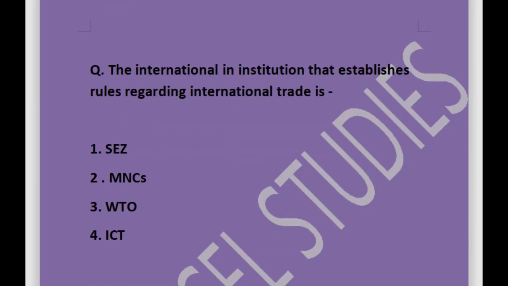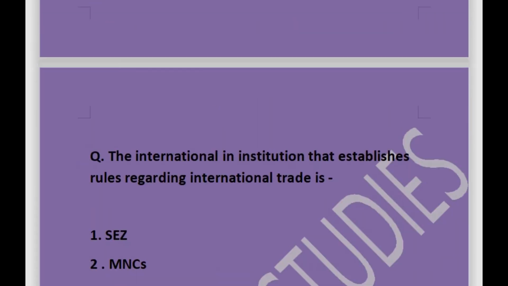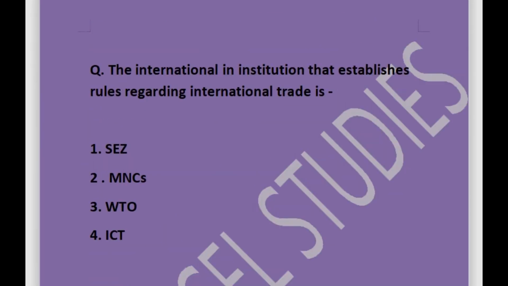Next question is: the international institution that establishes rules regarding international trade is? Options are SEZ, MNCs, WTO or ICT. Answer is WTO, which stands for World Trade Organization. WTO sets the rules regarding international trade.